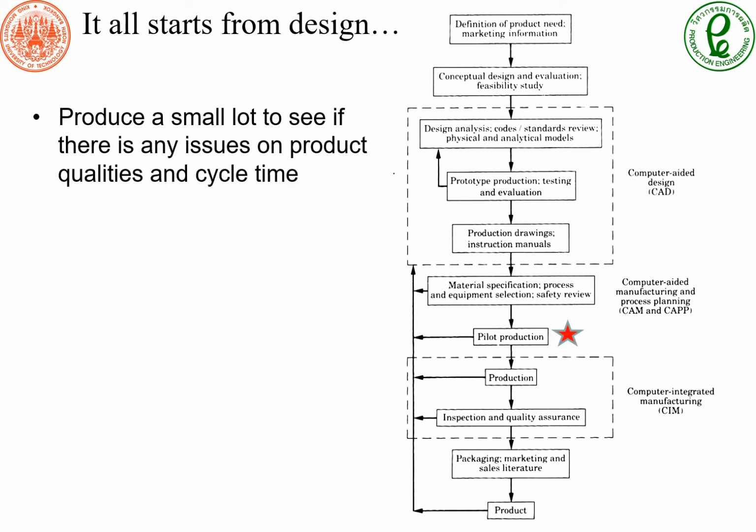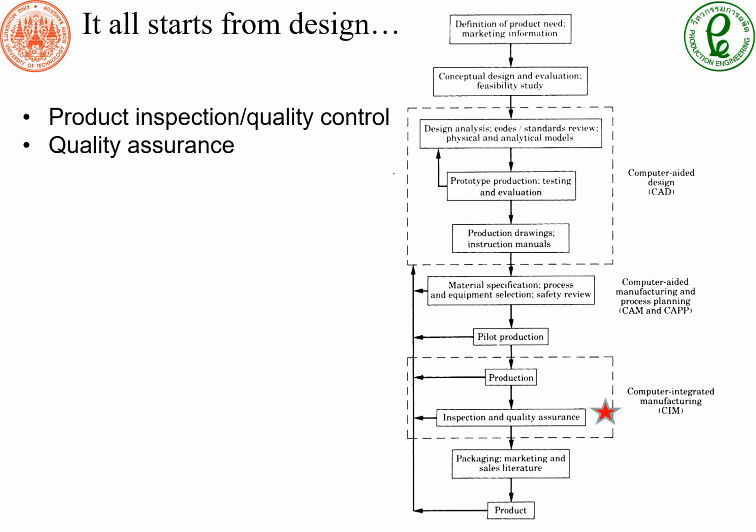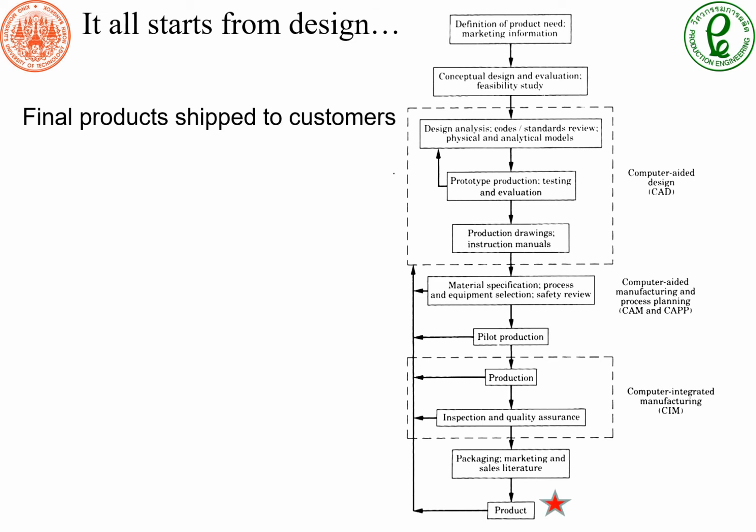Generally, company will start with pilot production, making small batch sizes to see whether there are any issues on product quality and cycle time. Then mass production begins. Normal product inspection, quality control procedures are performed. Then product packaging, product instruction are included into the product. Finally, we have the product ready to be shipped to customers.